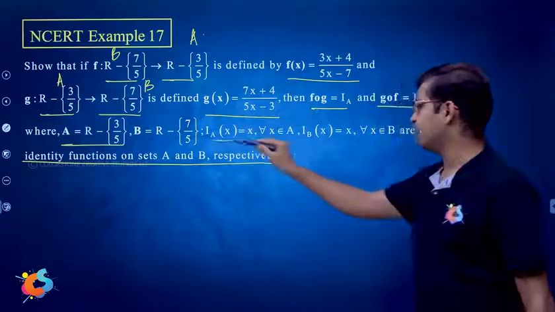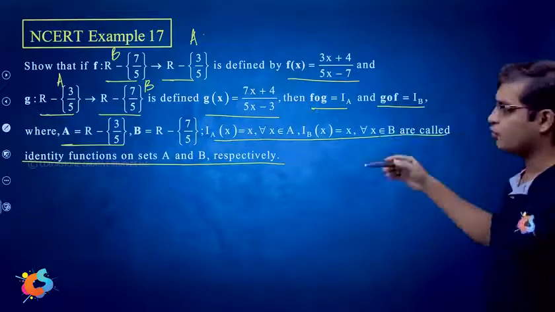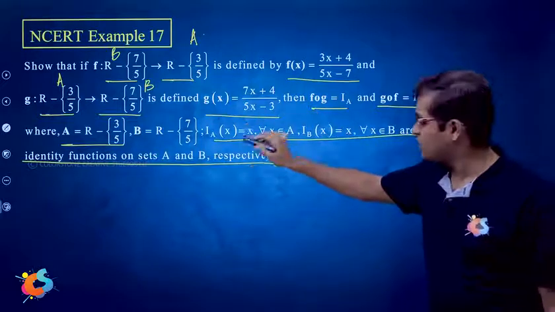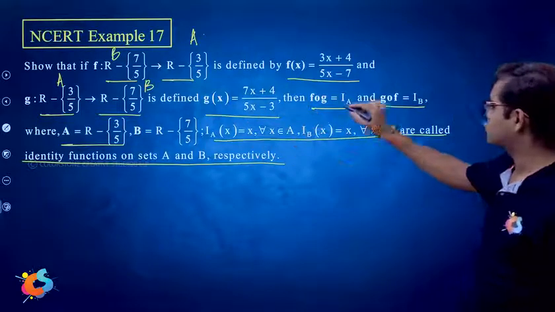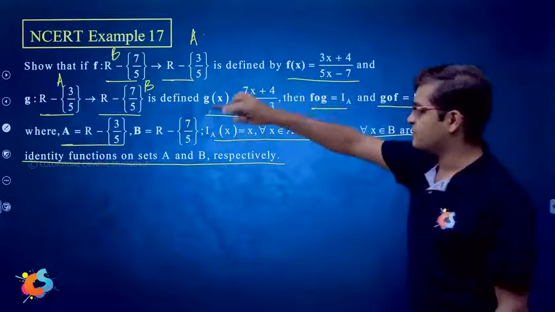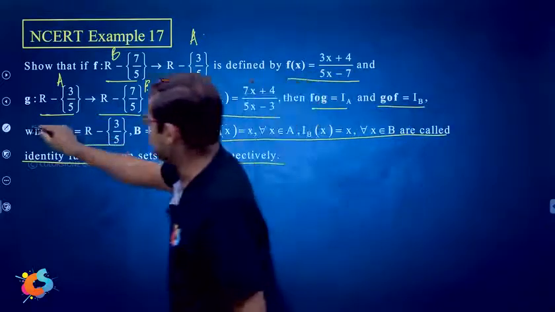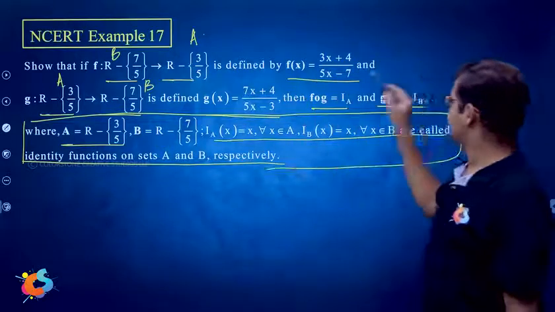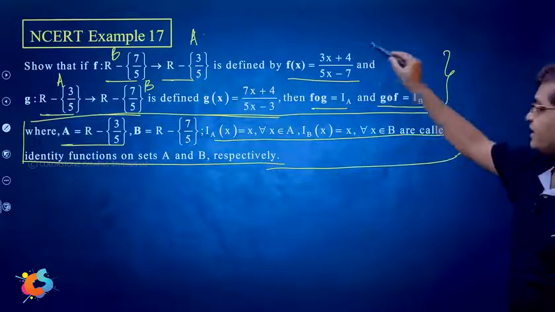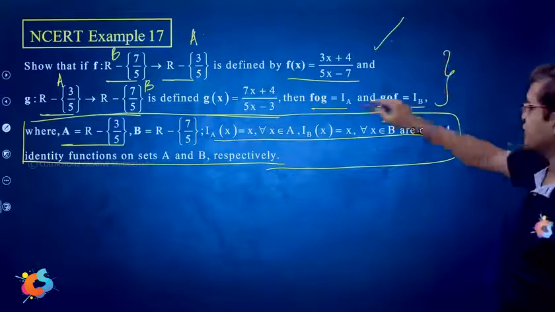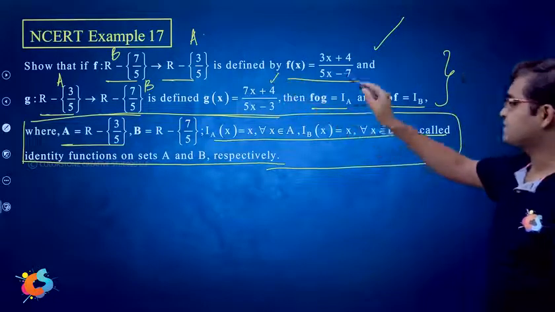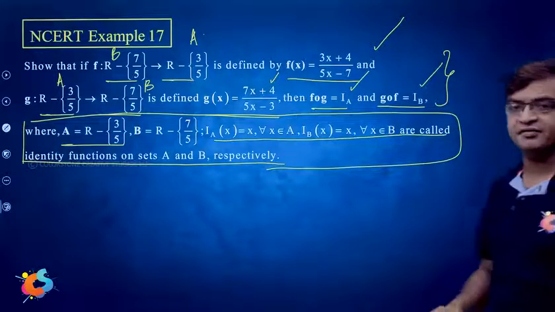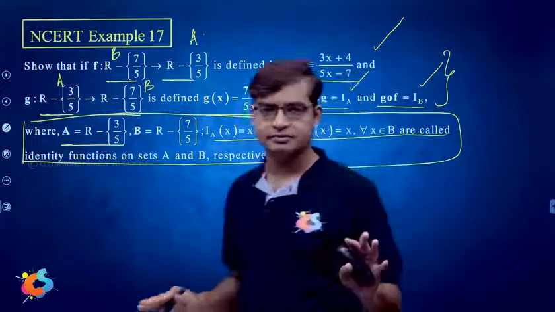Just before, we have discussed this part. So for a person who doesn't know also, they are clearly mentioning what IA of x and IB of x are. Now, what is the question saying? From here it is just information, meaning what A is, what B is and all. This much is the question. Show that if f is this function and g is this function, then f circle g is equal to IA and g circle f is equal to IB. You understood the question? Clear?